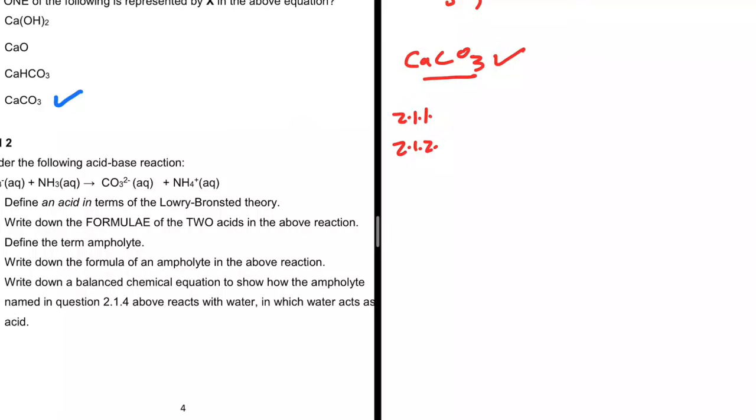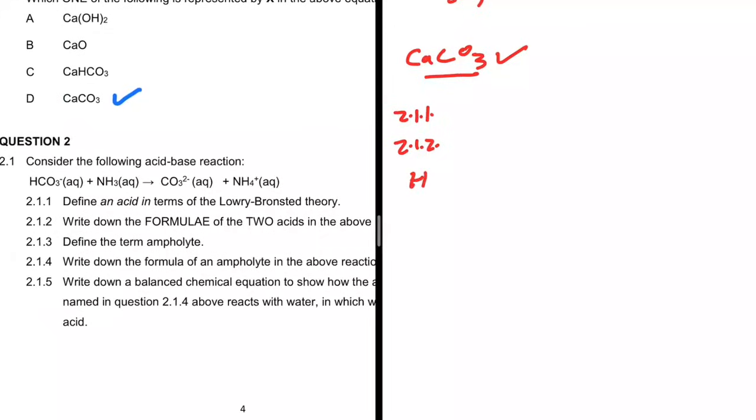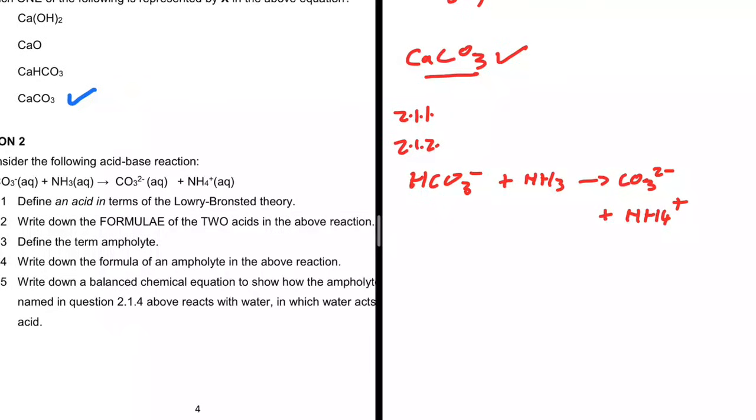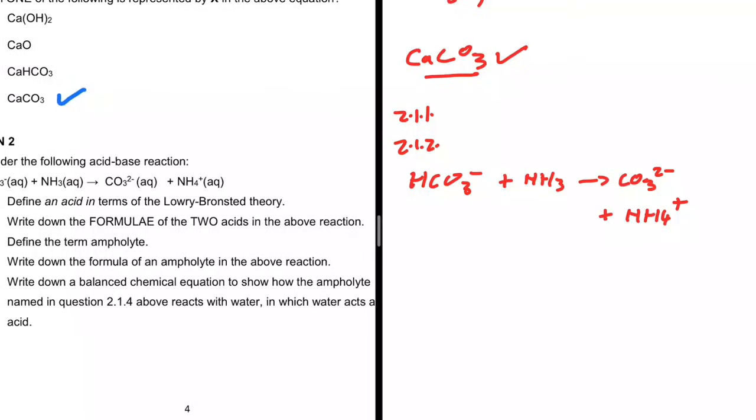Well, we are back to acid-base conjugate pairs. Let's go ahead and do that one more time. HCO3 minus plus NH3 to give us CO3 2 minus plus NH4 plus. So we have done 2.1.1. We've already defined what an acid is according to the Lowry-Brønsted theory. Now we need to write down the formula of the 2 acids in the above reaction. Okay, so let's take a look.